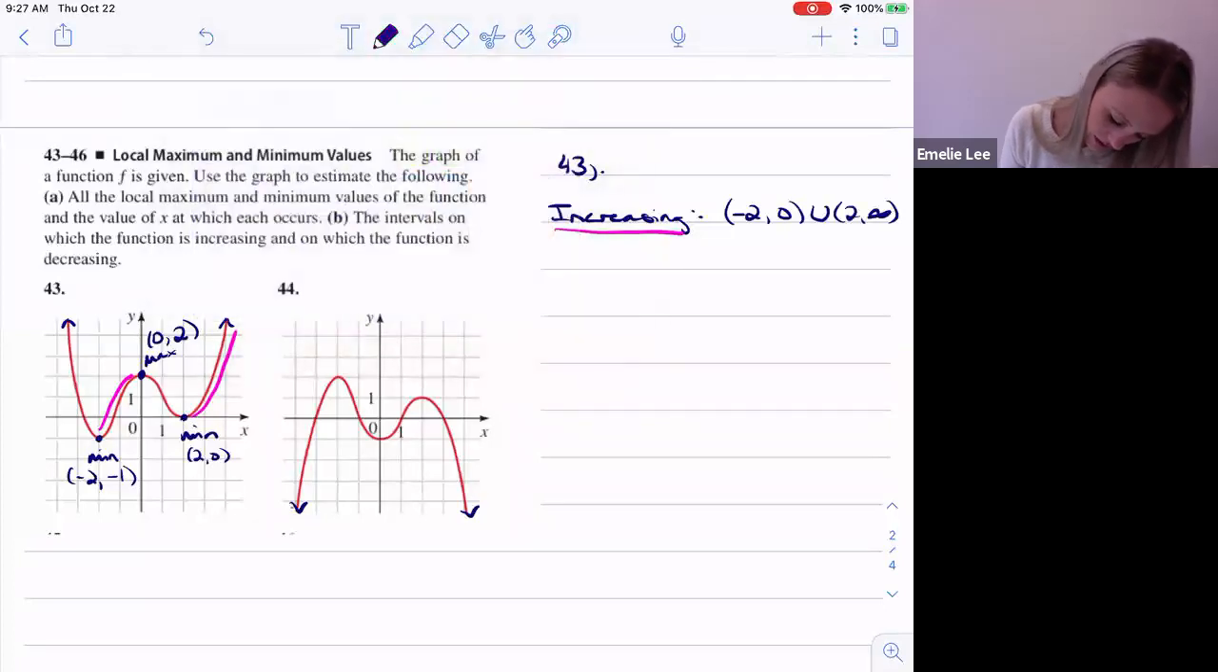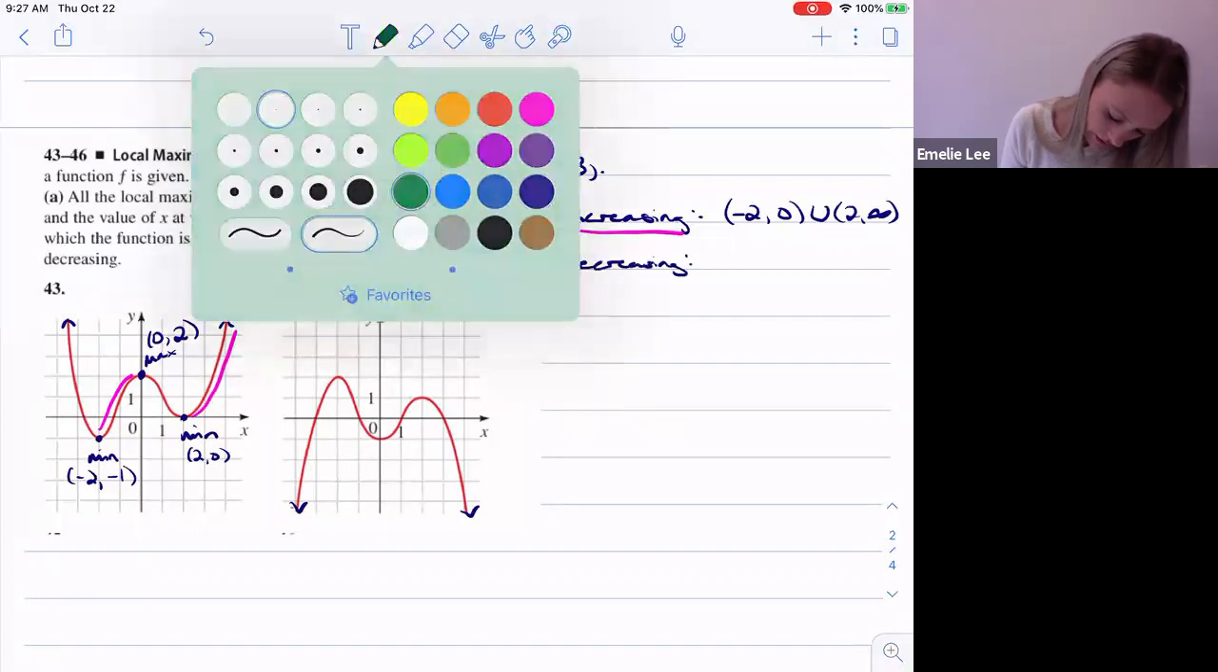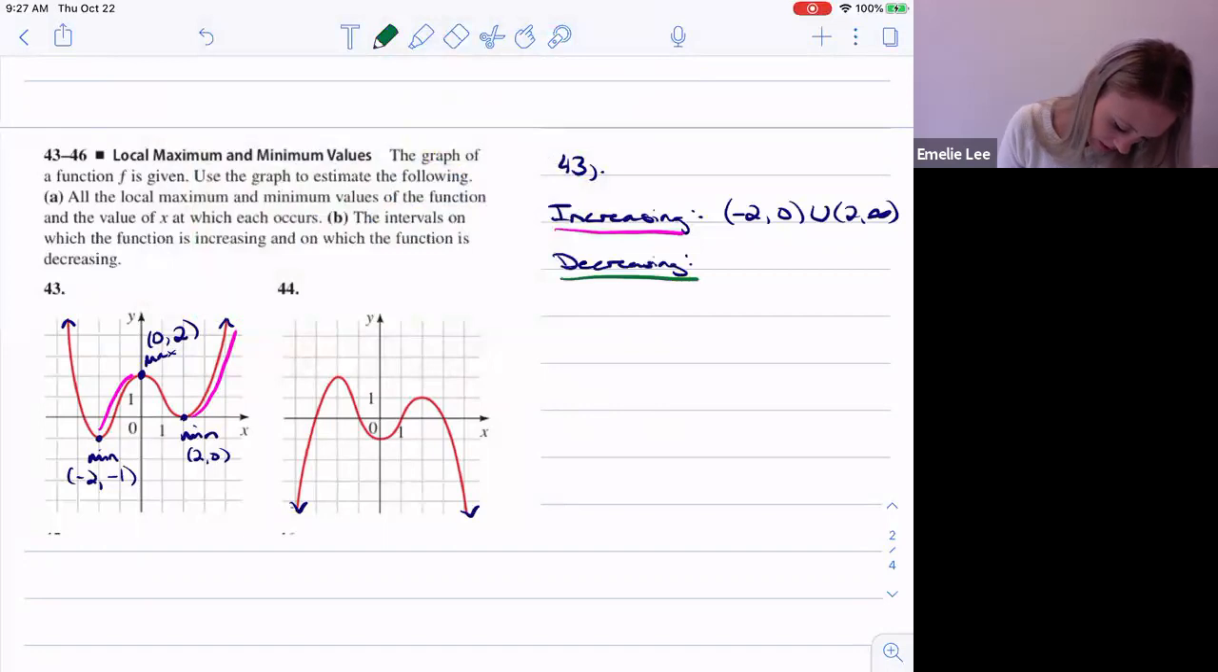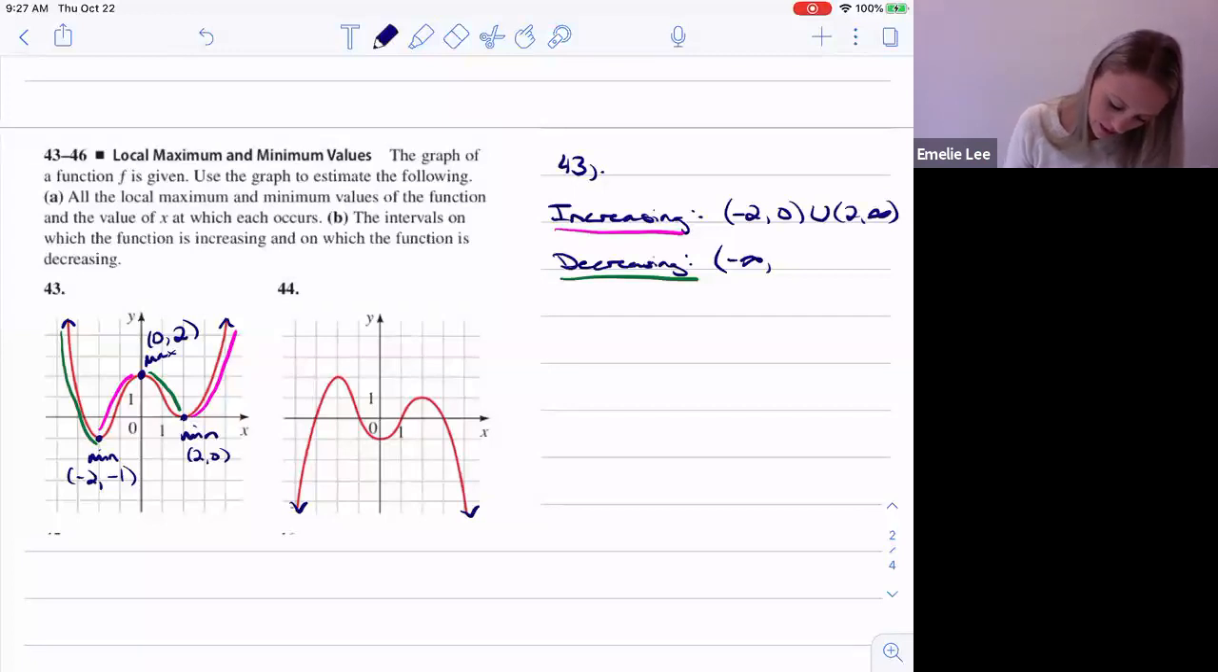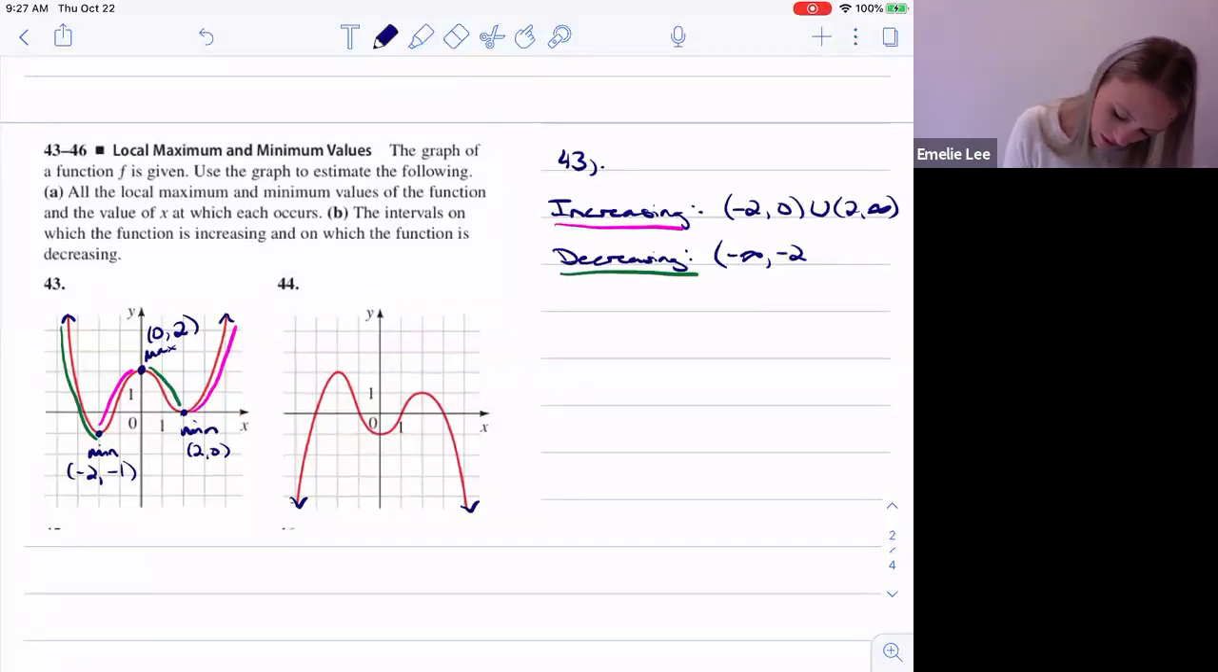And then we'll do decreasing in green. So it was decreasing here and here. So from negative infinity, infinity has to have a round bracket. Negative infinity and positive infinity are not actually numbers, so that's why we can't include them. They have to have round brackets. So negative infinity up to -2, union from 0 to 2.